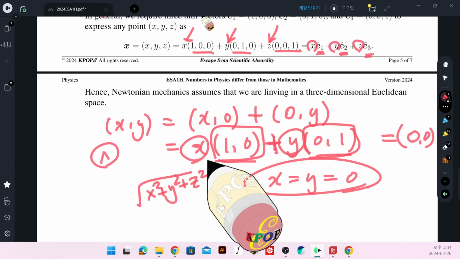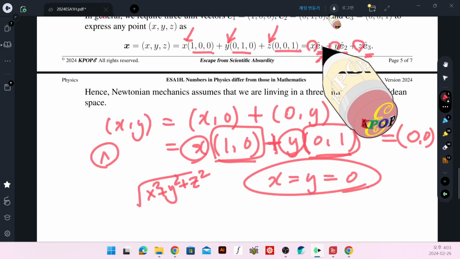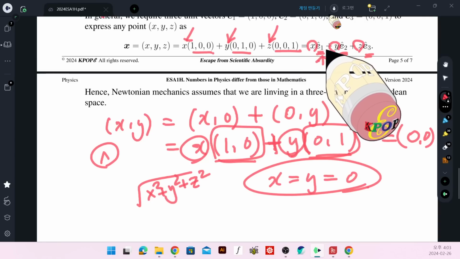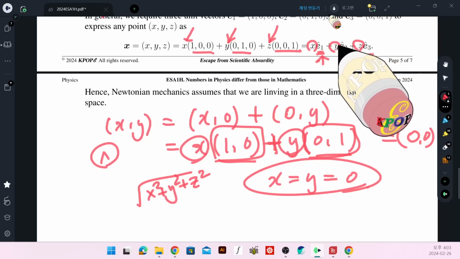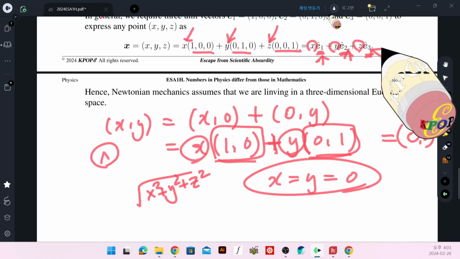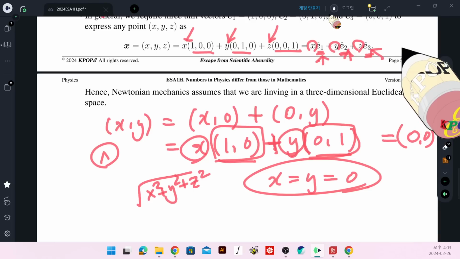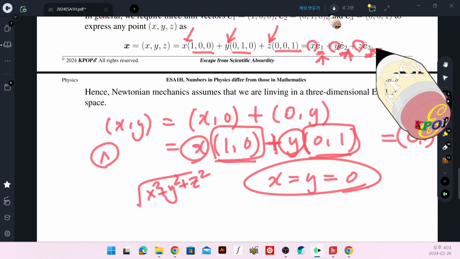All right. So this vector with index 1 is parallel to the x-axis. Index 2 represents the fact that this vector is parallel to the y-axis, and this 3 represents the fact that this vector is parallel to the z-axis.